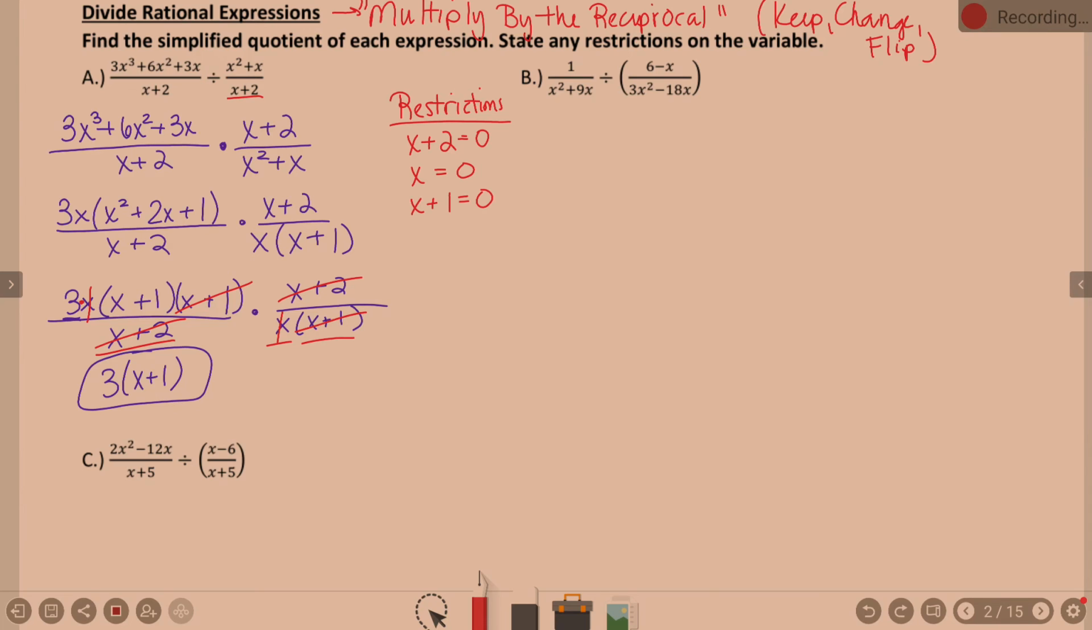So wait on the next one, though. In the next one, it could make a difference. In other words, this one, we already have it, so it doesn't matter. But you've got these, and then also anything that was in the denominator originally before you flipped. So, what can x not equal? Negative 2, 0, and negative 1?